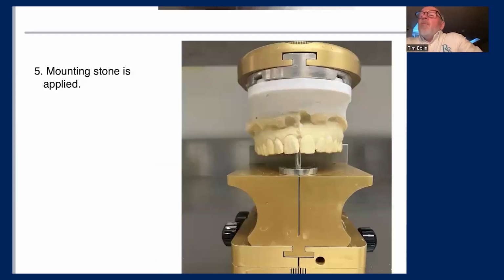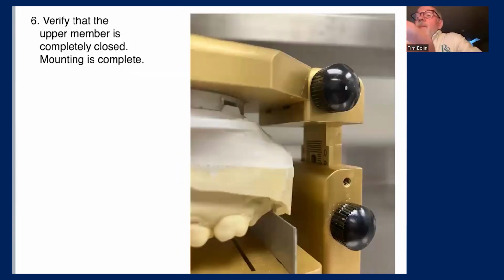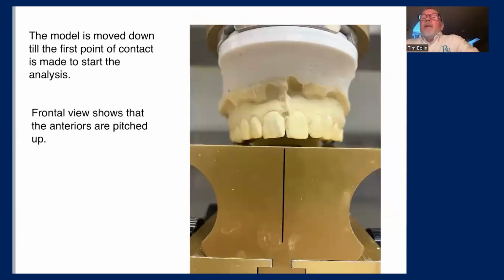Mounting stone is then applied to the upper arch. With the upper member set at MP, that's where we're mounting it at. Then we simply verify that everything is completely closed. Then the mounting's complete for the upper segment. We want to make sure that the upper member is closed and that we're still at our MP mark on the back scale. The model is then moved down to the first point of contact, and you can start your analysis from there.